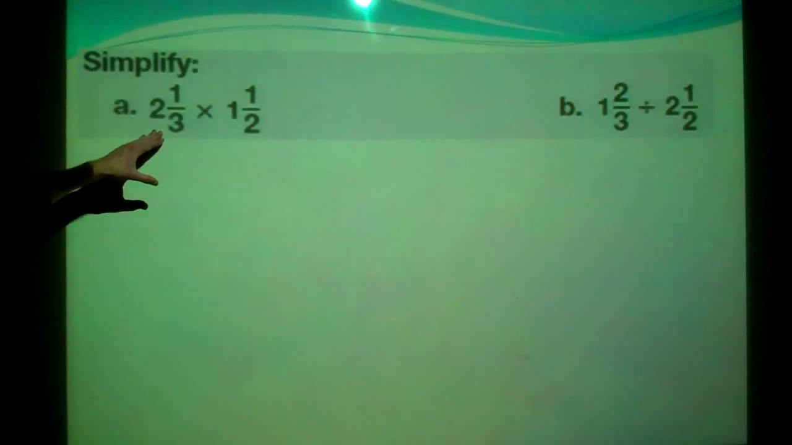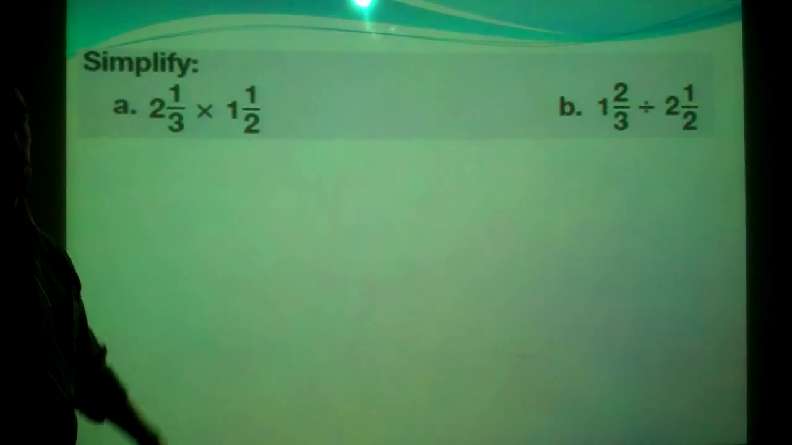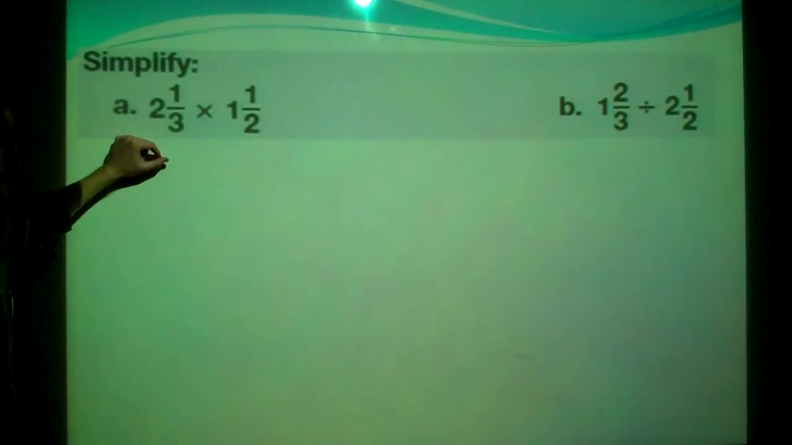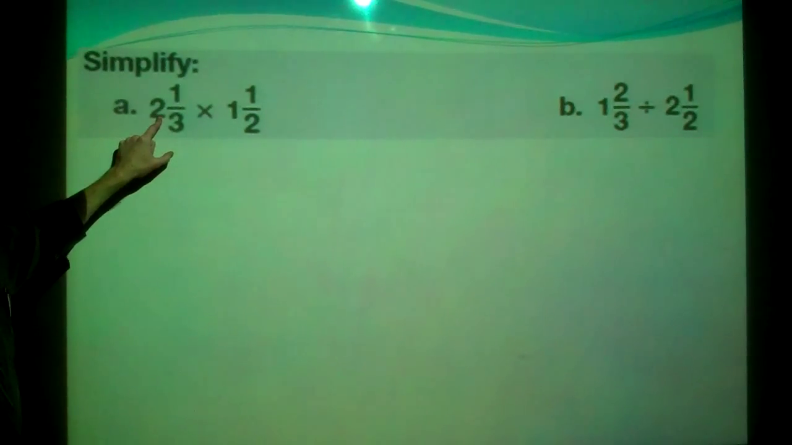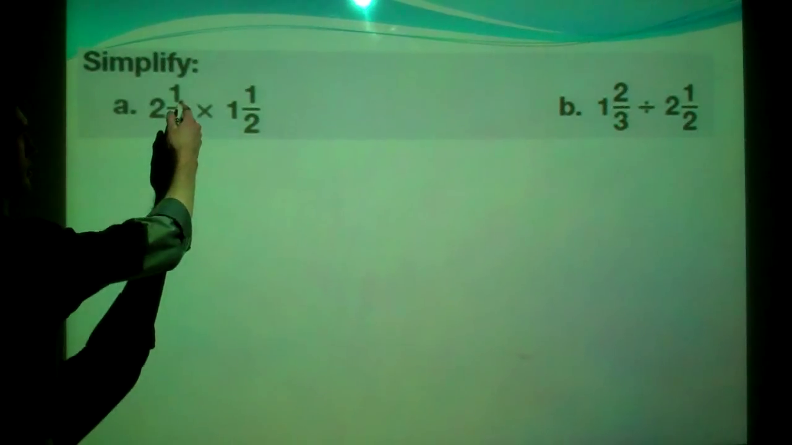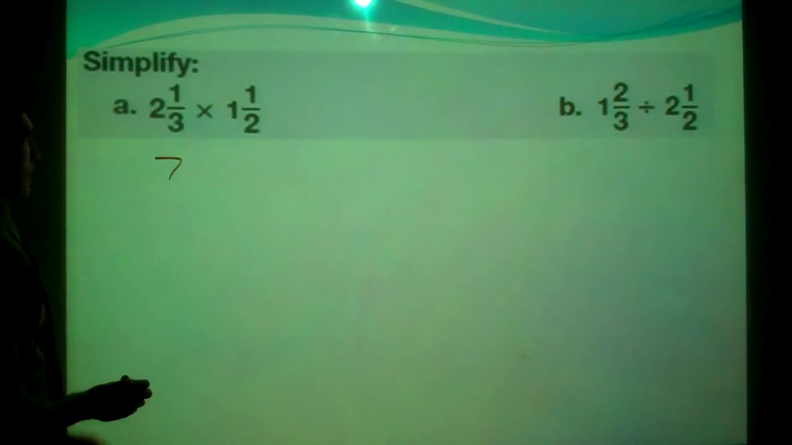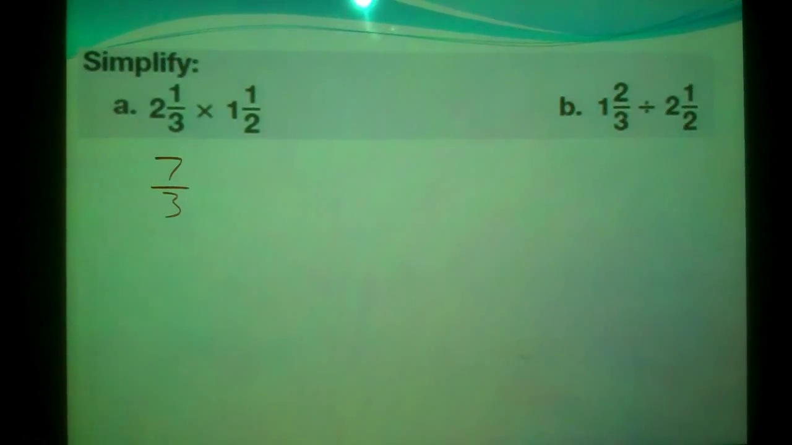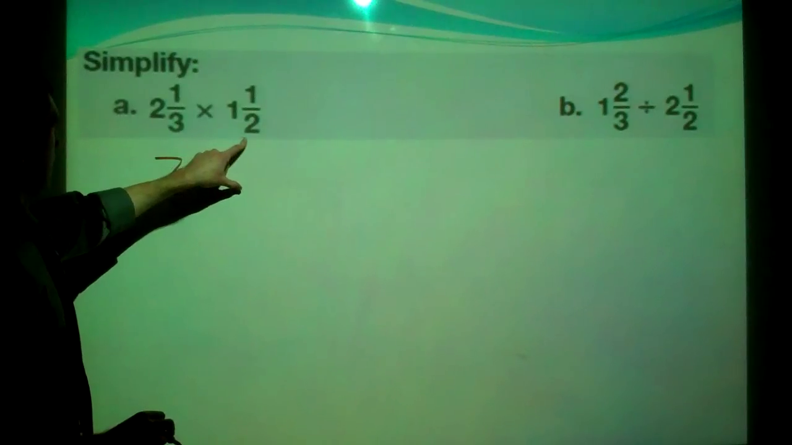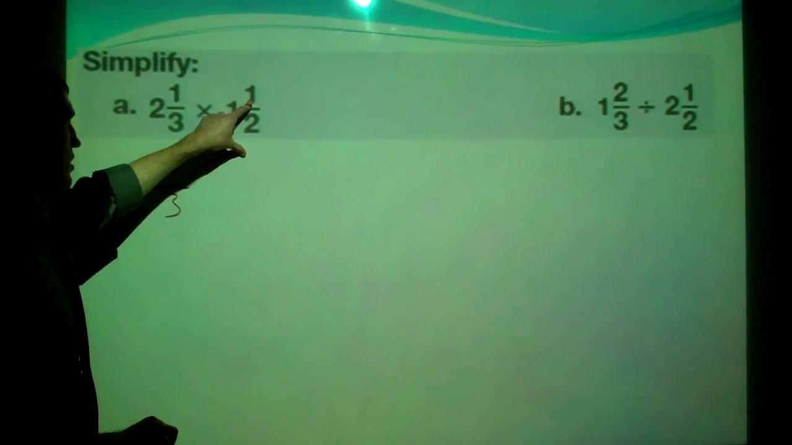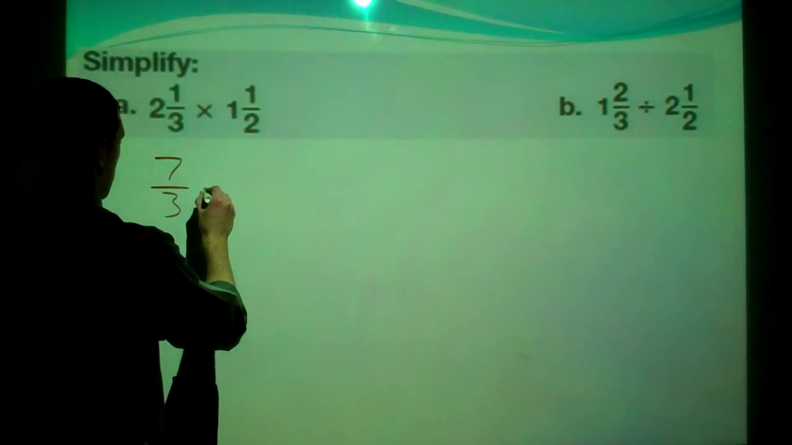So here we have 2 1/3 times 1 1/2. Remember, our first step is to turn everything improper. To turn this into an improper fraction, we do 3 times 2 plus 1, which is 3 times 2 is 6, plus 1 is 7. And we keep the same denominator, so 7/3 for that one. And if we turn this one improper, we'll get 2 times 1 is 2, plus 1 is 3, 3 over 2.